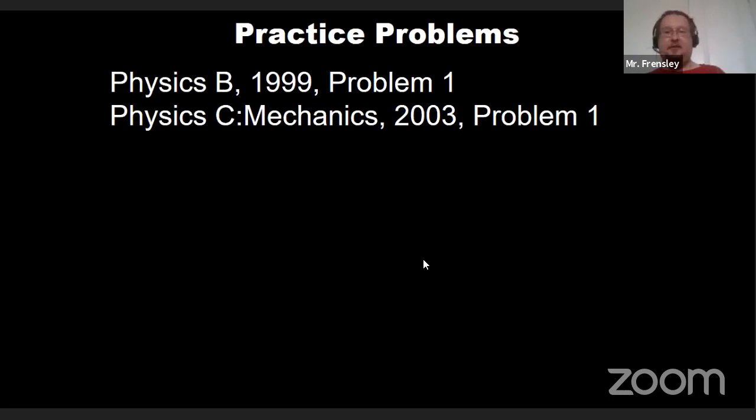So these two problems are the only ones that even use the word power, except for ones in electricity and magnetism and thermodynamics that I'm not including, right? Because that's not Physics C, right?